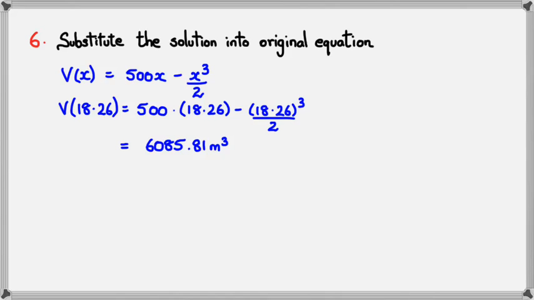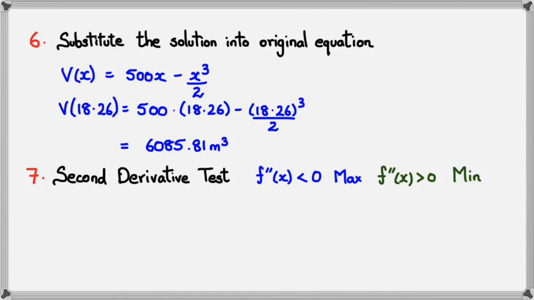Okay, and the final step is to figure out whether it's a maximum or a minimum, and of course prove that it's a maximum, because that's what this question was originally asking us. So v dash of x equals 500 minus 3x squared over 2. So v double dash of x would equal negative 3x.